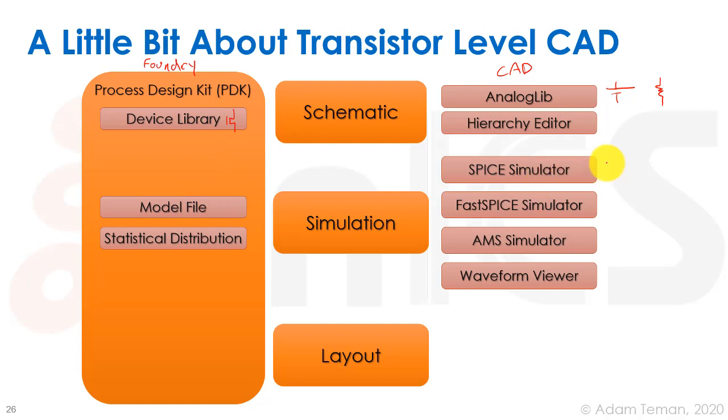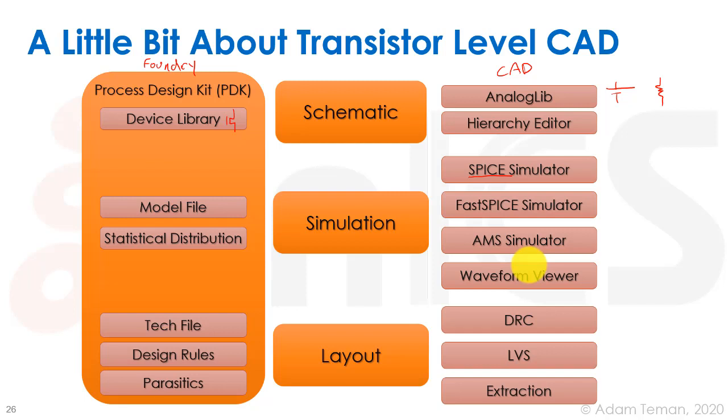On the other side, though, we have these different simulators. So there are going to be different levels of simulators. Our most accurate simulator that we're usually going to use is called SPICE, a SPICE simulator. There's a fast SPICE simulator, which is for doing bigger circuits. There's an analog mixed signal simulator, which allows us to mix between a Verilog or some sort of other HDL, completely digital description, and some analog description, some transistor level description. And we're probably going to have a waveform viewer so we can look graphically at our results.